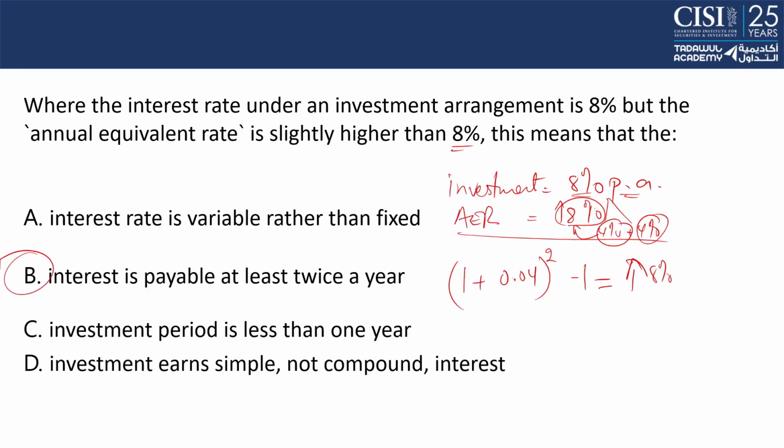So why not D? Investment earns simple, not compound. So if you earn simple, not compound, then if you are 8% per year, your effective annual rate will be 8% per year because it is not compounded. But the question said your annual equivalent rate is higher than 8%, so obviously it's being compounded.